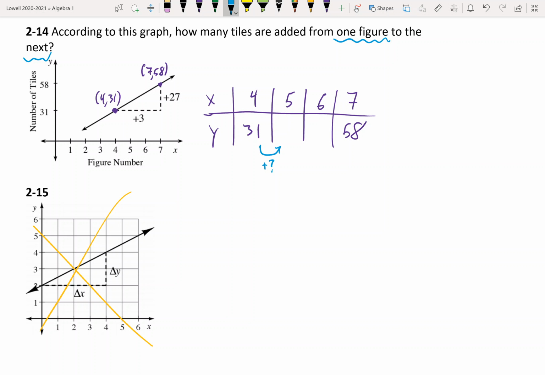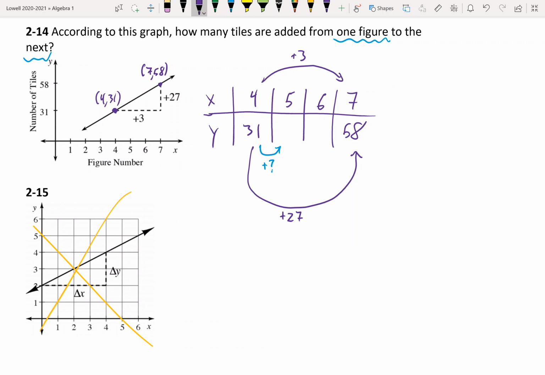Well, you should take a minute, second, and pause it and kind of think about this on your own. And once you've done that, well, here's how I would think of it. We do know that to get from 4 to 7, I went 3 steps in the x direction. I call it 3 steps. And we know, actually, I'm going to do that in purple here. From 4 to 7, I went plus 3. And then the number of tiles that I added overall was 27. From 31 to 58 is plus 27.